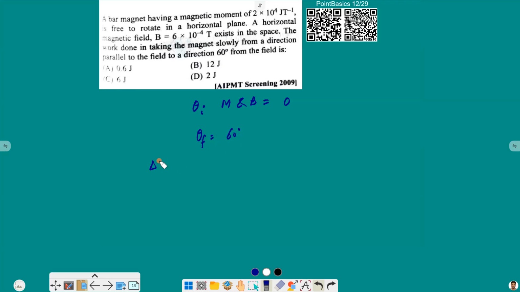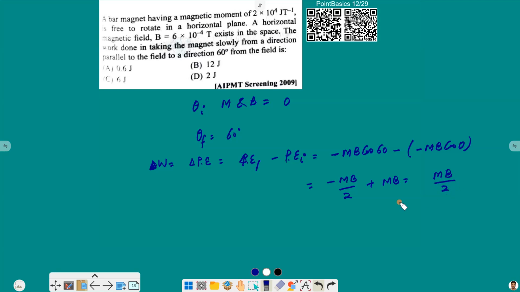So work done is equal to change in potential energy, that will be potential energy final minus potential energy initial. Potential energy final will be minus MB cos 60, and initial potential energy will be minus MB cos 0. So cos 60 is half, so minus MB by 2, minus minus plus, and cos 0 is 1, so it is MB. So we will be left with MB by 2.